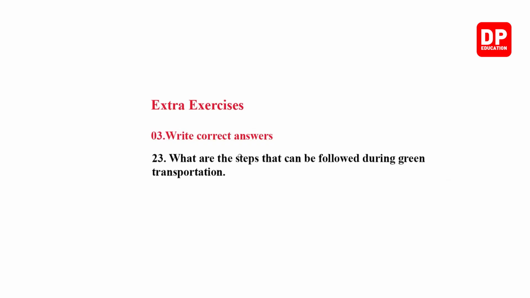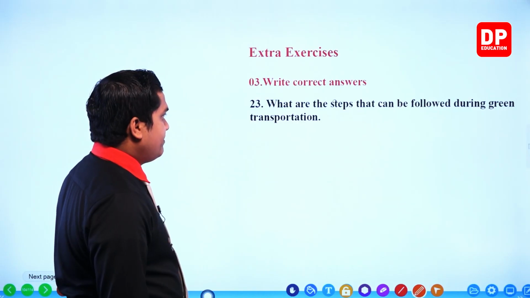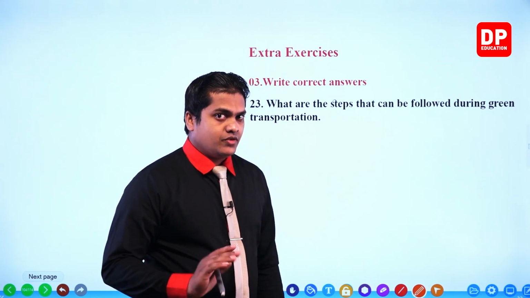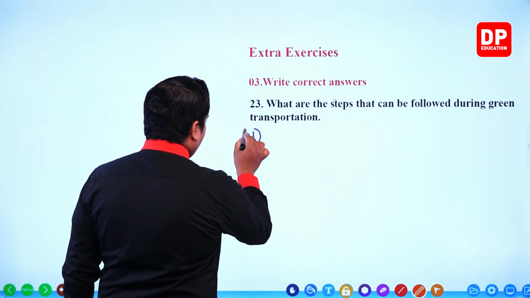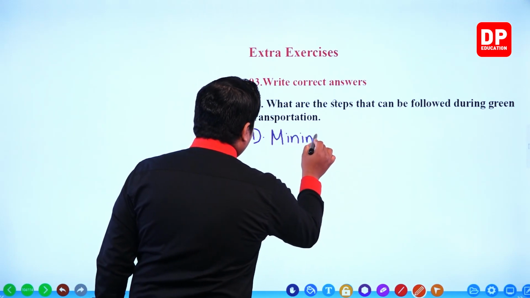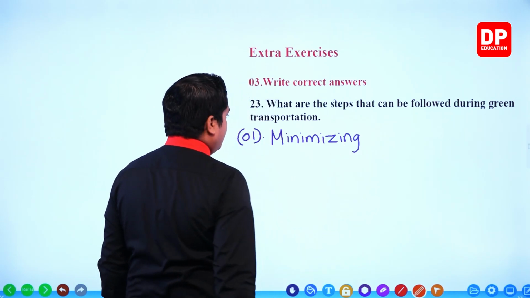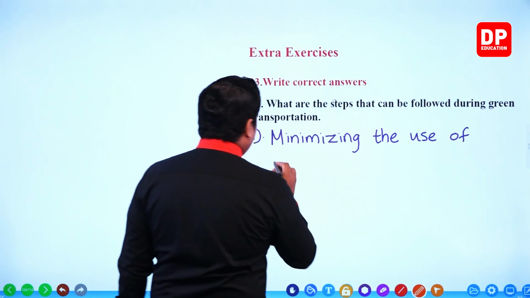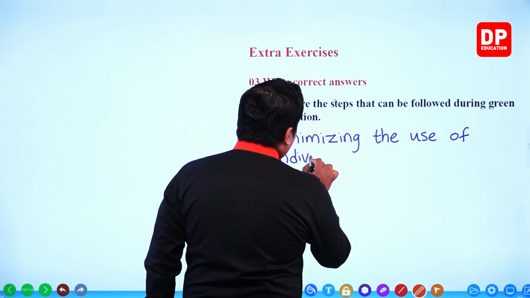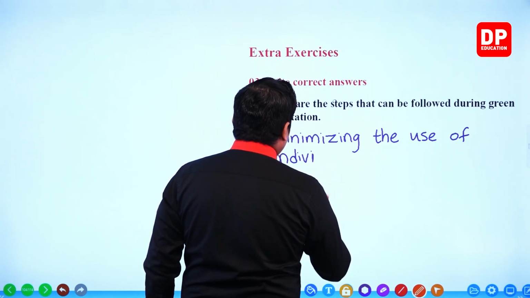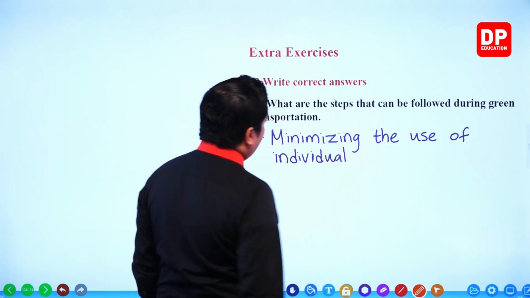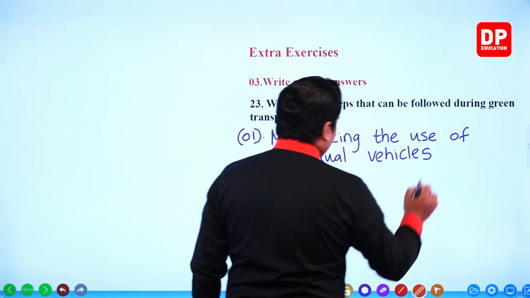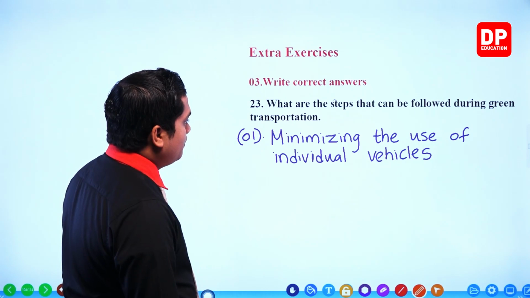What are the steps that can be followed during green transportation? The steps that can be followed during green transportation. I'll write two different examples. Okay, number one, minimizing the use of individual vehicles, right? Minimizing the use of individual vehicles.